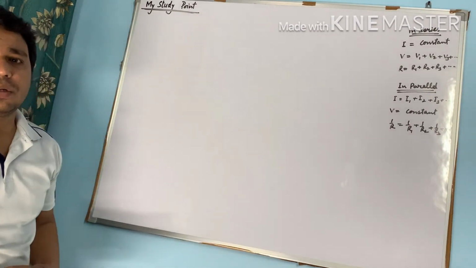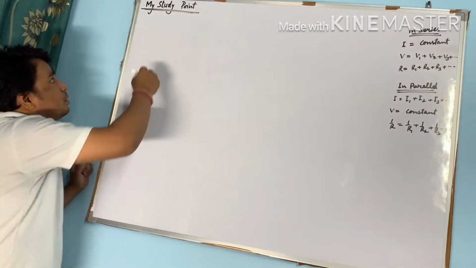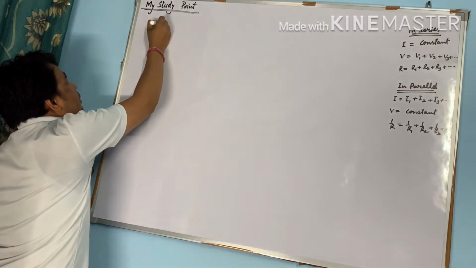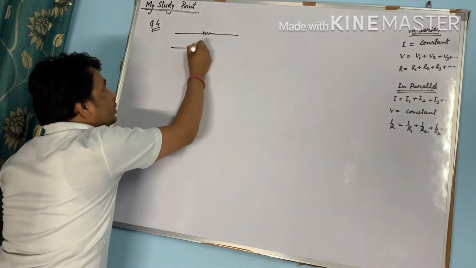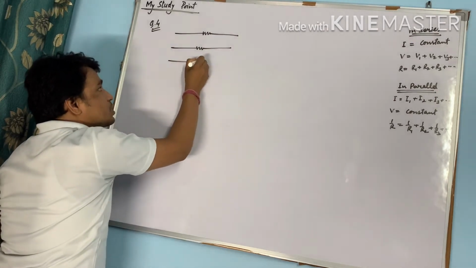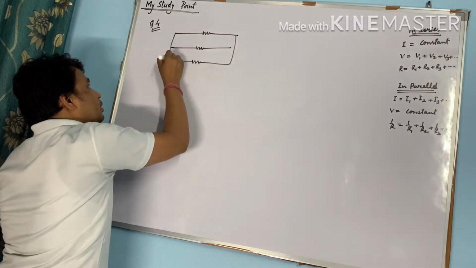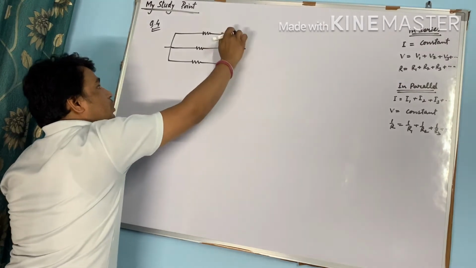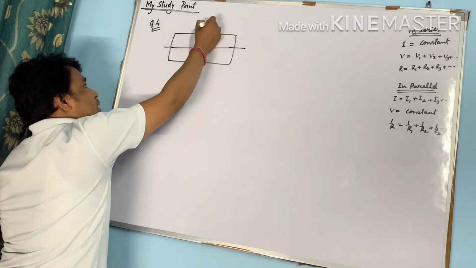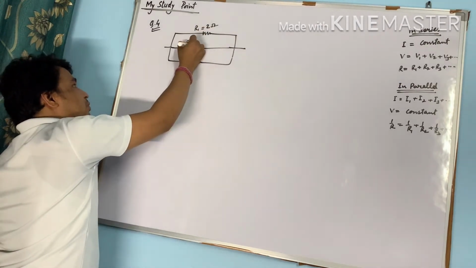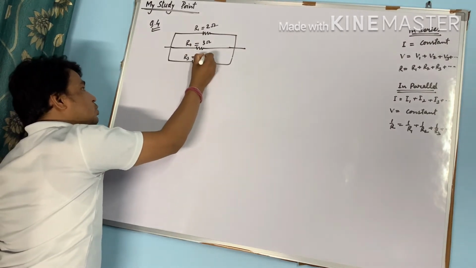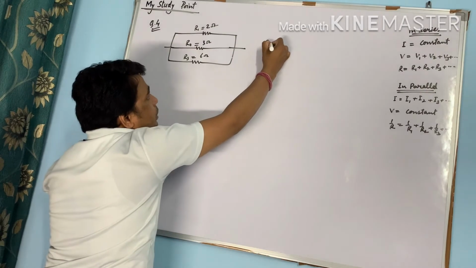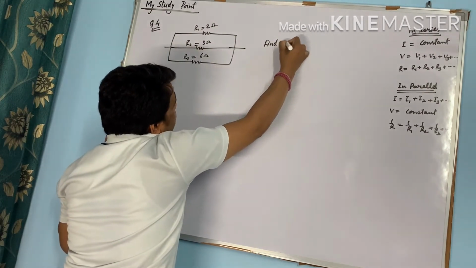Now let us practice some numericals based on combination of resistances in parallel. Very simple question. Three resistors are connected in parallel. First one is 2 ohm, second one is 3 ohm, and third one is 6 ohm. Find the total resistance.